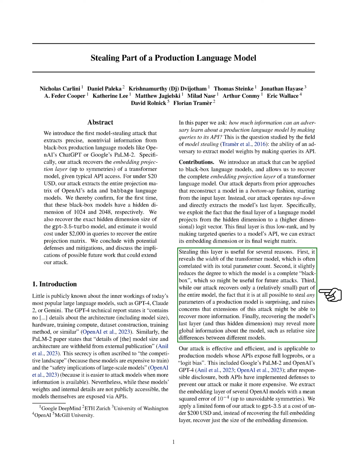Stealing this layer provides insights into the model structure and may aid in future attacks. While our attack only retrieves a portion of the model, the fact that any parameters can be stolen from a production model raises concerns about potential extensions of this attack. By recovering the model's last layer, we can gain a better understanding of the model's overall size and differences between models.